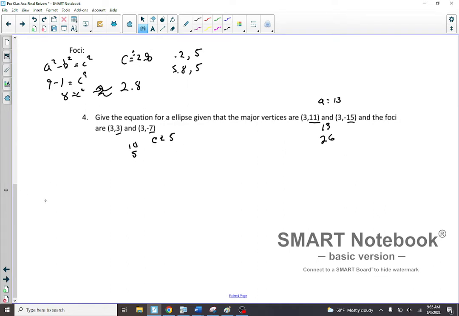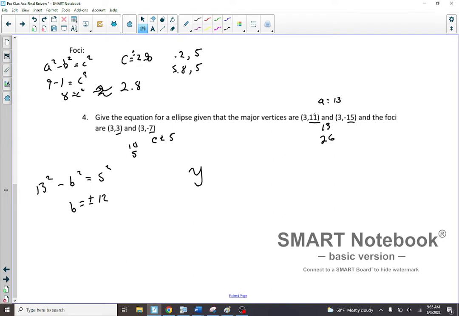But in the equation, we need a b value. So we need to find the b value. So 13 squared minus b squared equals 5 squared. A little bit of algebra, b equals plus or minus 12. Since the y values are the ones being affected, I might have said x values earlier, apologize, but the y values are affected, so it's going to be y.